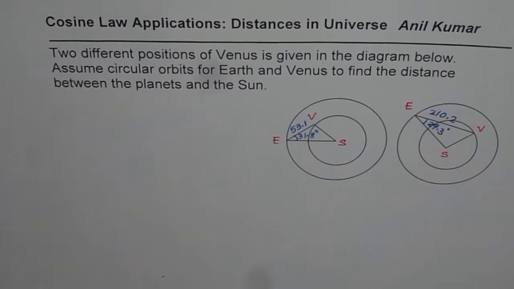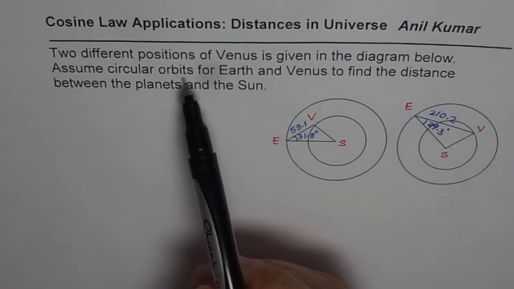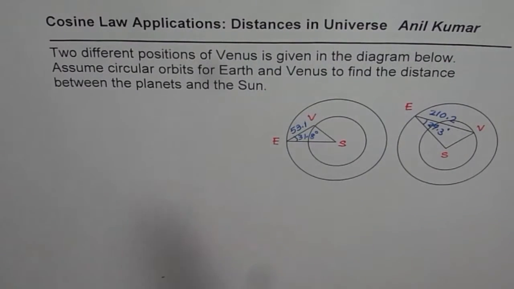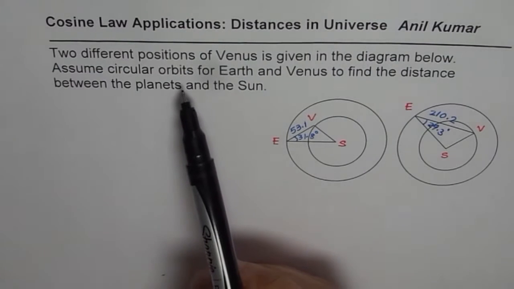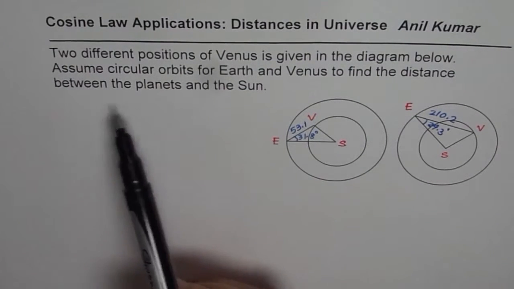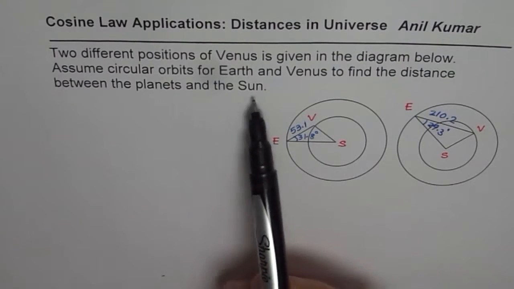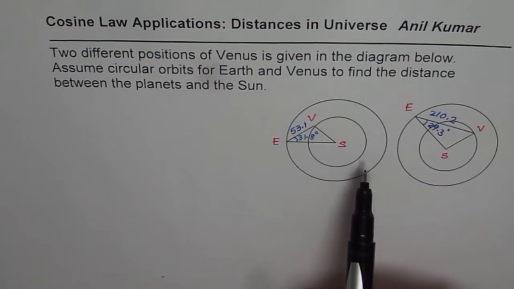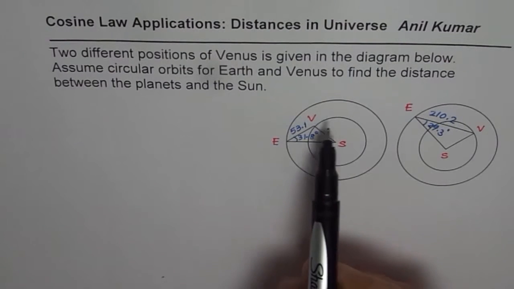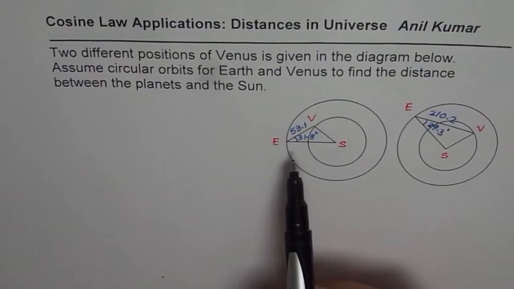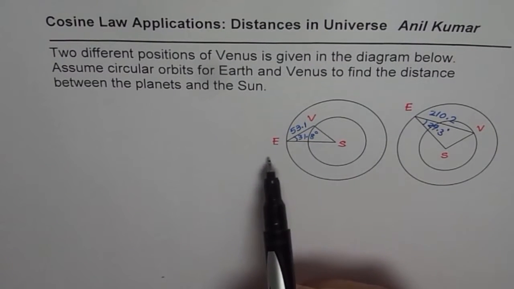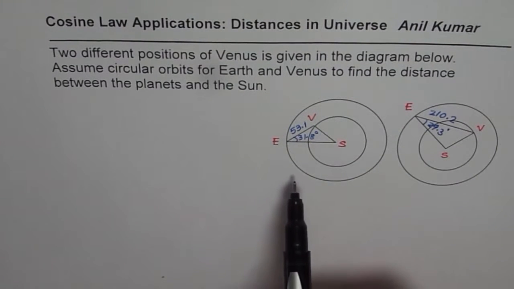The question here is, two different positions of Venus are given in the diagram below. Assume circular orbits for Earth and Venus to find the distance between the planets and the Sun. So we have assumed that Earth and Venus are moving around the Sun in circular orbits, right? That's a very close approximation. Now we have two different positions of Earth and Venus.